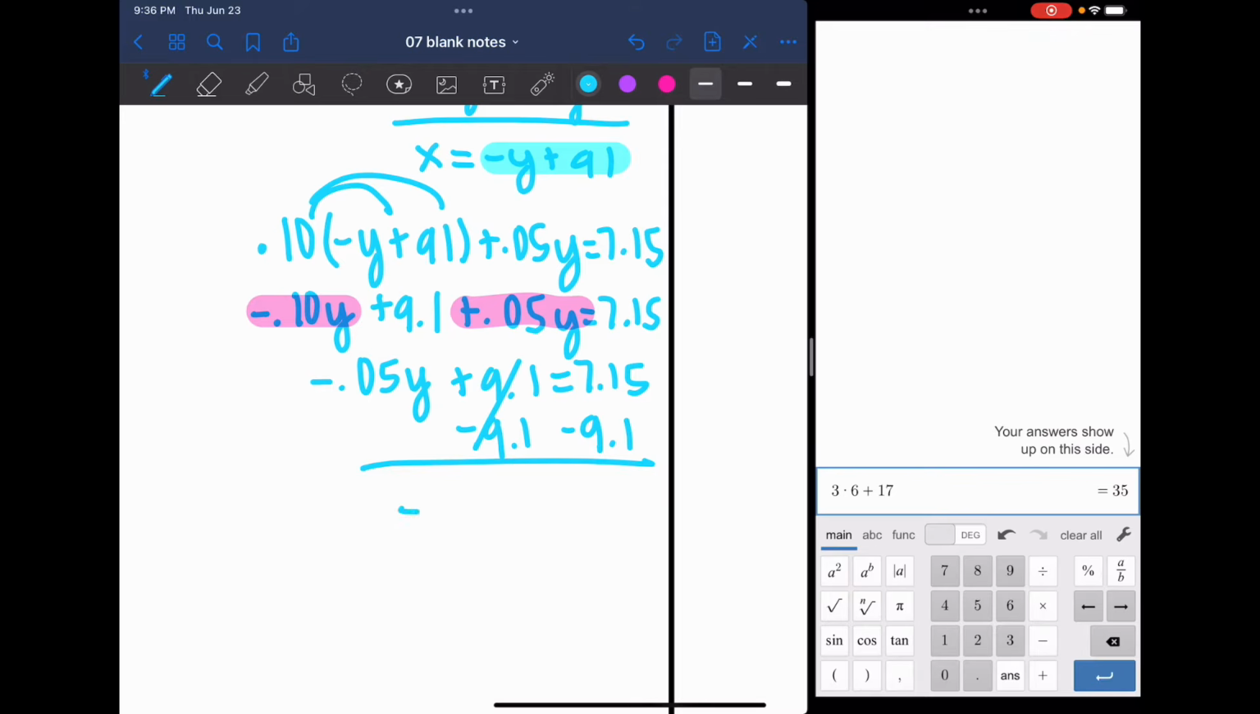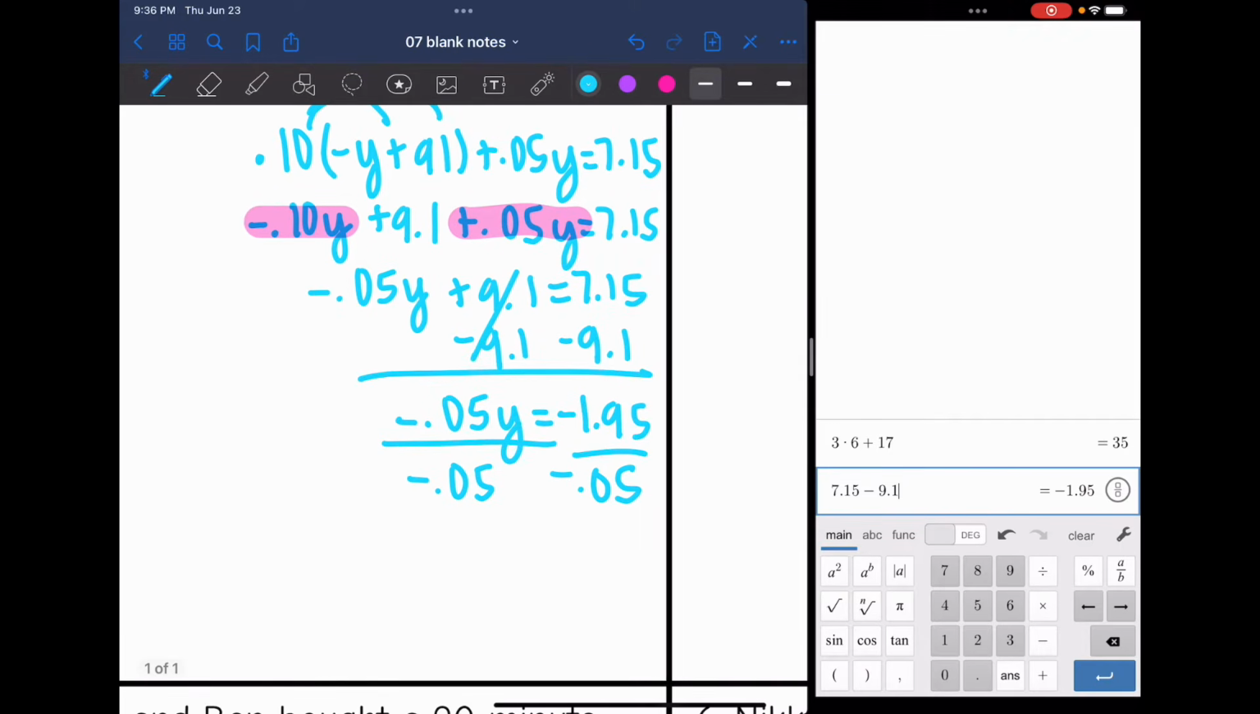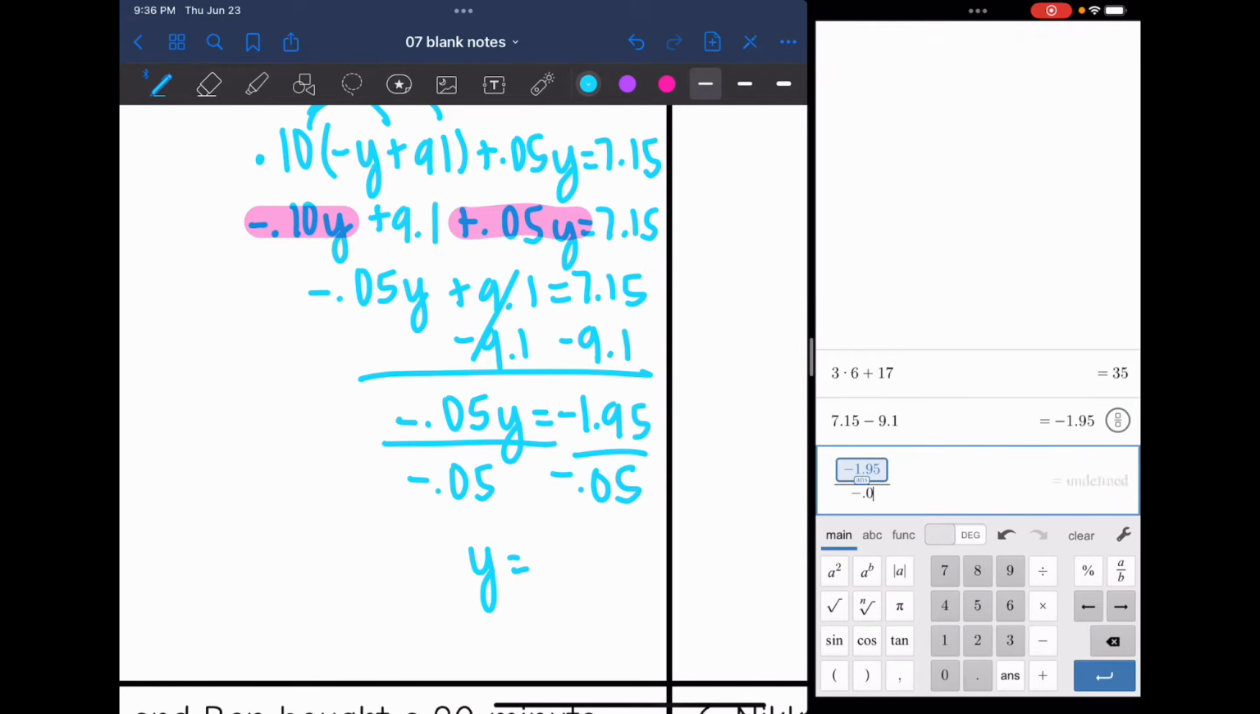And I get negative 0.05y equals 7.15 minus 9.1, which is negative 1.95. And then I'm going to divide by negative 0.05. And y equals negative 1.95 divided by negative 0.05, which equals 39.